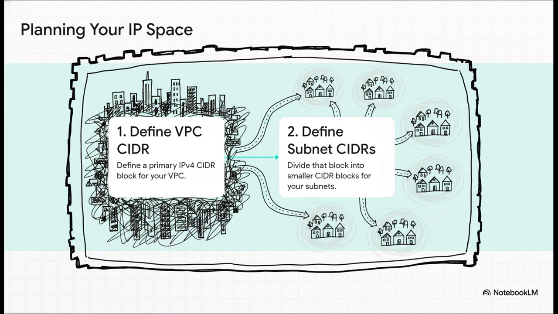And the way you plan this out is really logical. First, you pick that one big CIDR block for your whole VPC. That's the entire city. Then you just carve that up into smaller, more manageable blocks for your subnets. You can think of subnets as the individual neighborhoods inside your city. It's a really neat top-down way to keep everything organized.